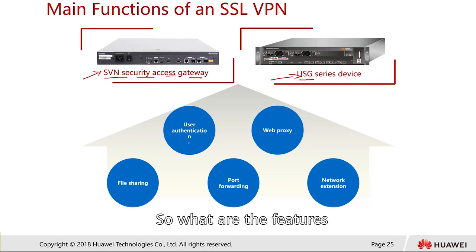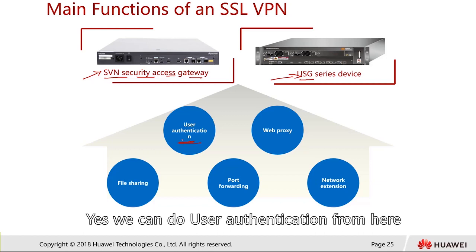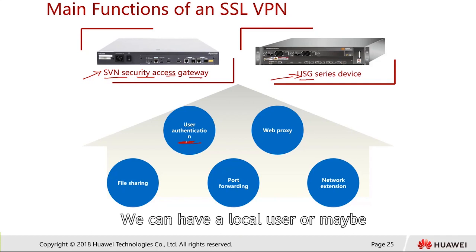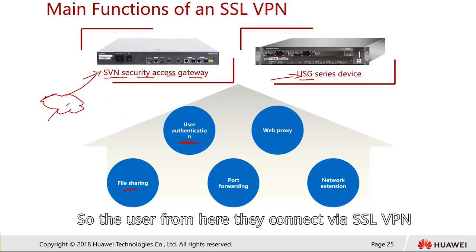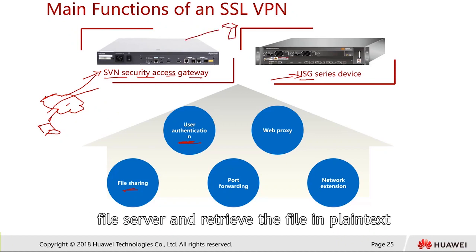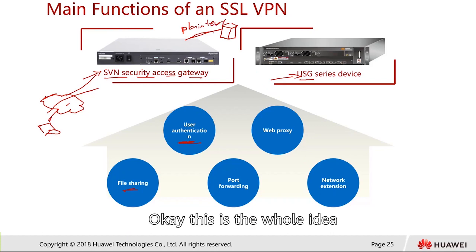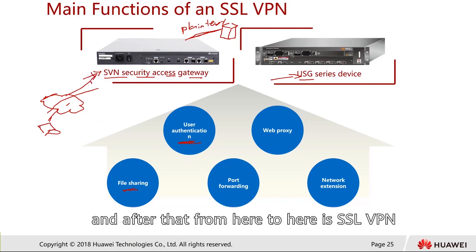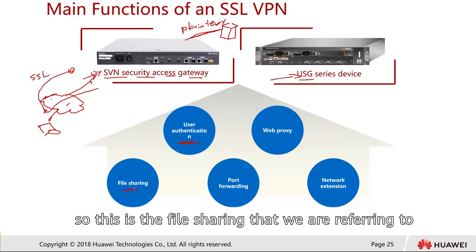So what are the features? First of all, user authentication. Yes, we can do user authentication from here. We can have a local user, or refer the user to another RADIUS server, or to LDAP, etc. We can also perform file sharing. File sharing basically means, let's say this is the public internet, the user from here connects via SSL VPN to this appliance, and this appliance will then connect to the backend file server and retrieve the file in plain text, not encrypted format. That is the whole idea. So it retrieves plain text, and from here to here is SSL VPN. So this is the file sharing that we are referring to.